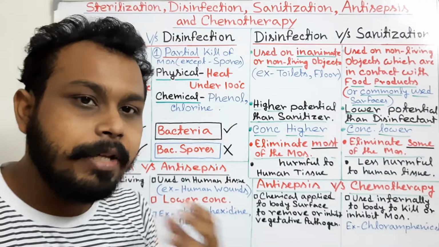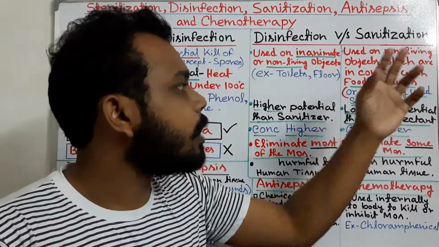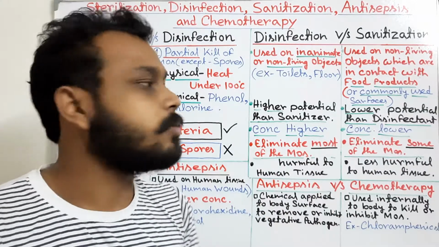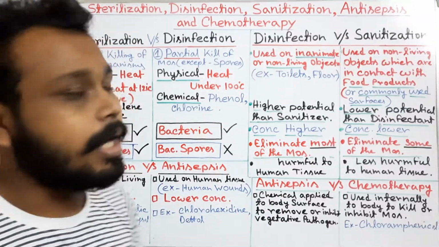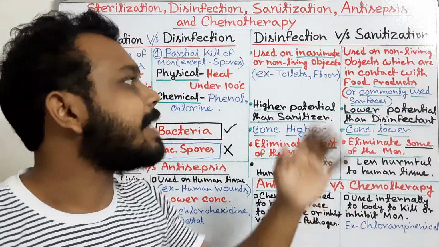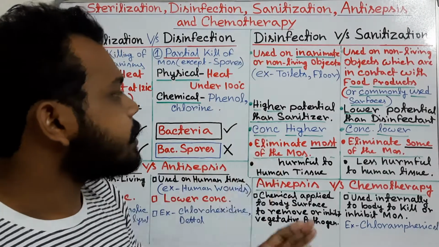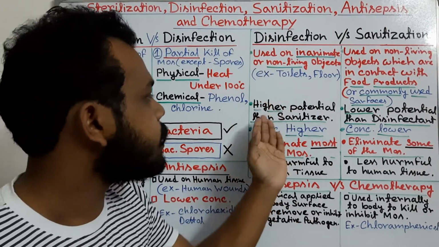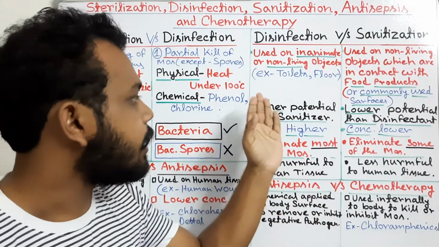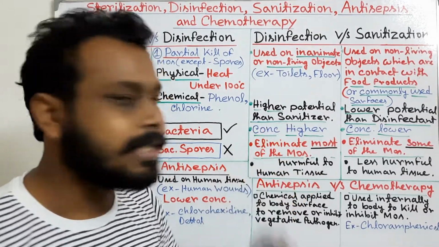So on commonly used surfaces and also in food product contacting regions, we can eliminate microorganisms by a sanitizer or by the sanitization process. Disinfection has a higher potential than a sanitizer because disinfectants have a higher concentration of chemicals.